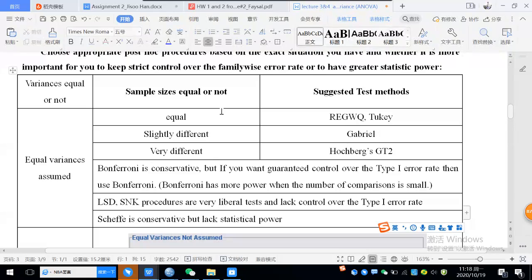Okay. If the sample sizes are very different, for example, one is 5 cases, another is 20 cases, and another is 30 cases. So here you can see that the sample sizes are not equal, are very different, right? Then you'd better use this GT2. You can use GT2 for your analysis, okay?